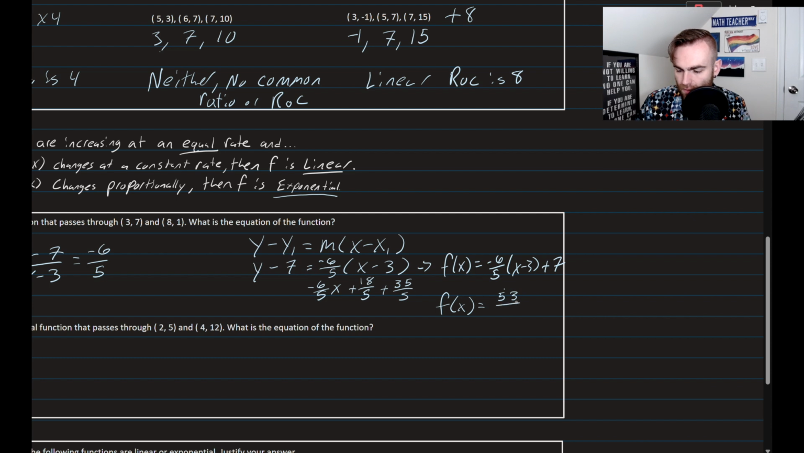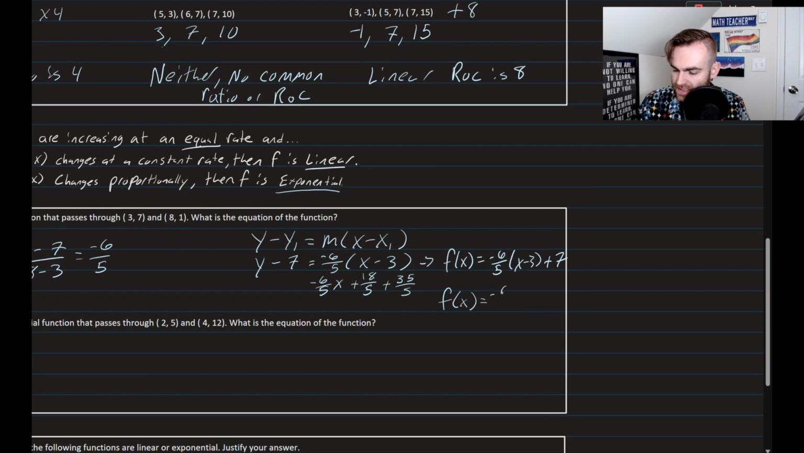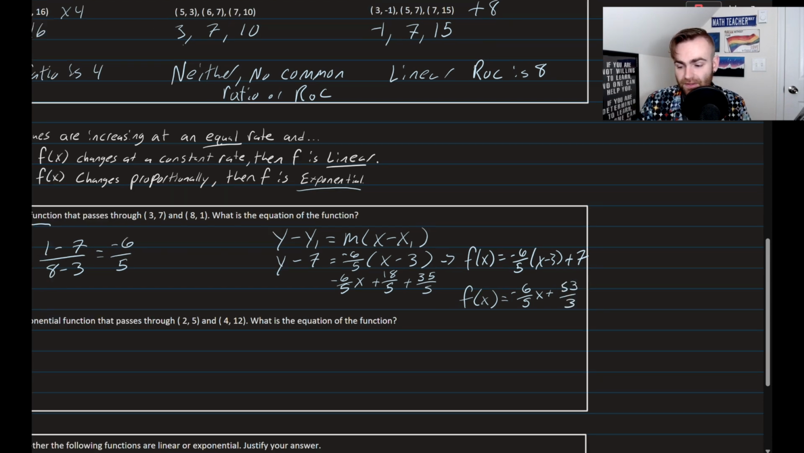53 over 5 would be that one. Oh, might help to give myself space for the rest of it. Got like a phantom 5 there, I guess. Negative 6/5 x plus 53/3. And that is perfectly fine.